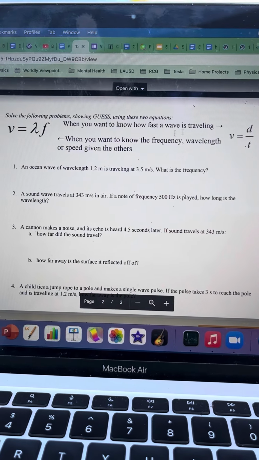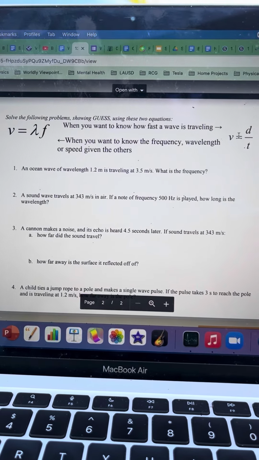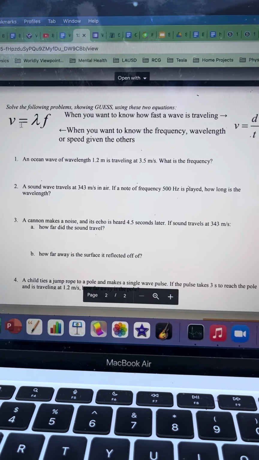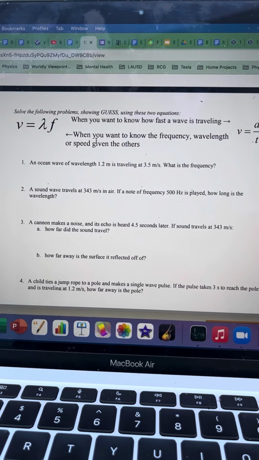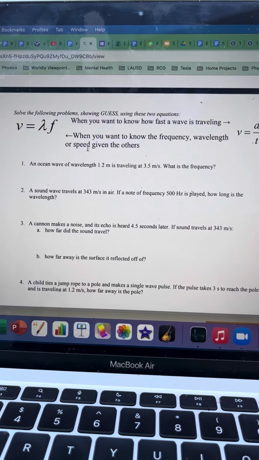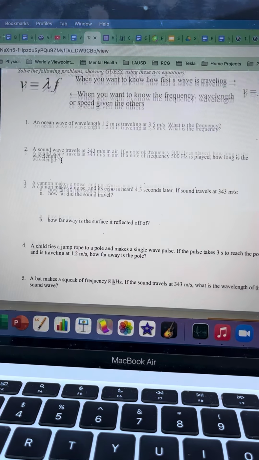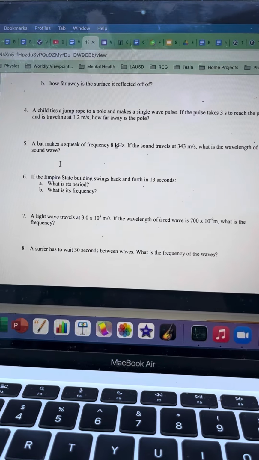You've got 2 equations here. You want to use this equation on the right. Velocity is distance over time when you want to know how fast the wave is traveling. And velocity equals wavelength times frequency when you want to know frequency, wavelength, or speed given those wave-like terms. So that's the deal. All right, all the problems are there, and good luck.